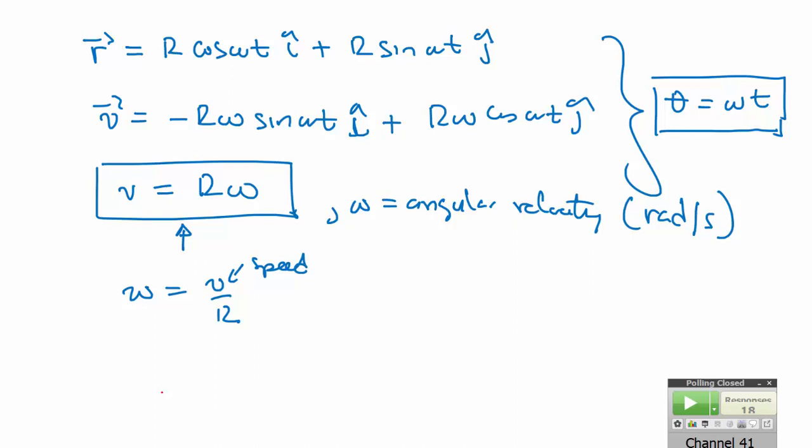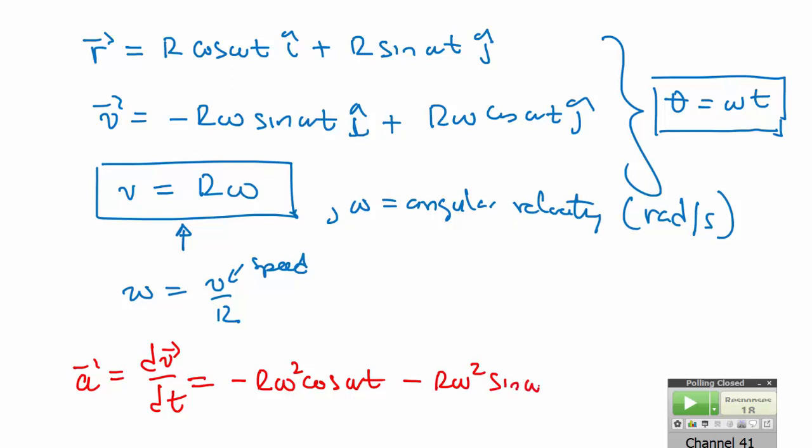Now look up, everybody. The acceleration vector a is dv over dt, which is just going to be, remember we are differentiating that, negative r omega squared cosine omega t, negative r omega squared sine omega t. Now we can simplify this as negative omega squared, bracket r cosine omega t plus r sine omega t.